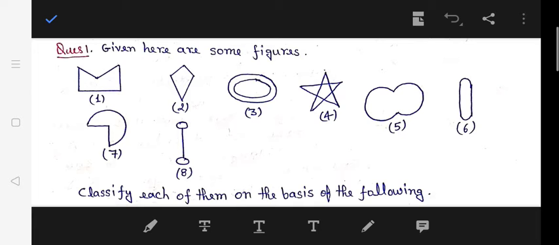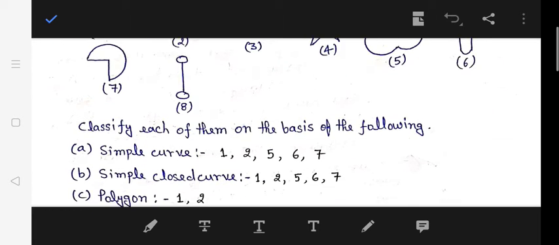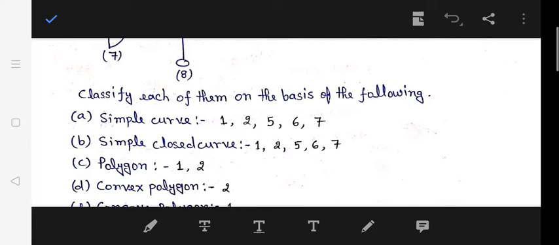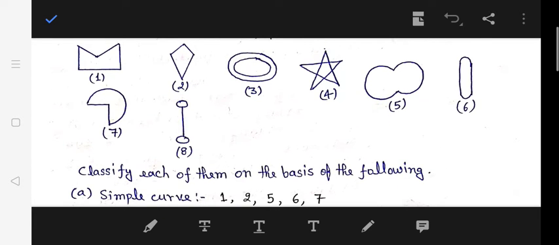Sixth is also a simple closed curve. Seventh, you can find that it is a closed curve, so it is a simple closed curve. Eighth is not a simple closed curve. So those are the simple closed curves. I have written the answer also: first, second, fifth, sixth and seventh are the simple closed curves. Now you need to find which are the polygons.